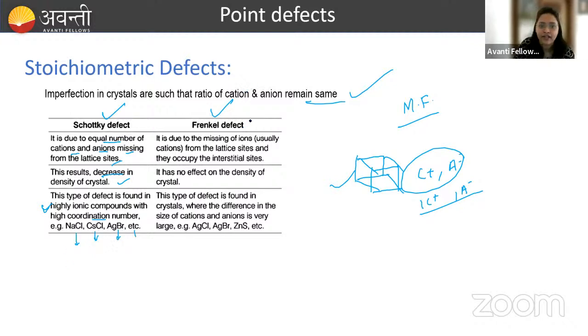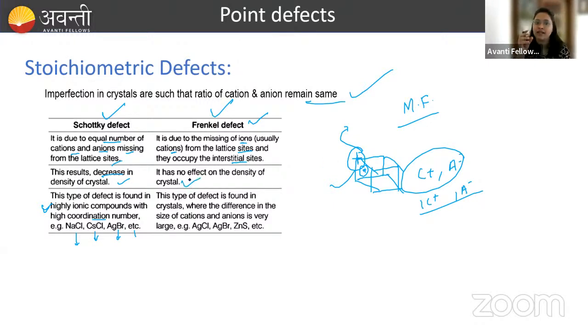Another defect is the Frenkel defect, which happens due to the missing of ions, usually cations. So in the Frenkel defect, which ions are missing? Mostly only cations are missing from the lattice sites. And they do not go anywhere, but they occupy the interstitial site. So if one cation is present, it is removed and goes into the interstitial site in the given crystal system. Okay, and due to this there will be no change in the density because the atom is not missing, it is only changing its position.